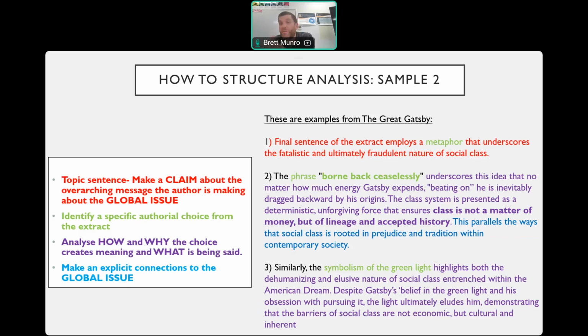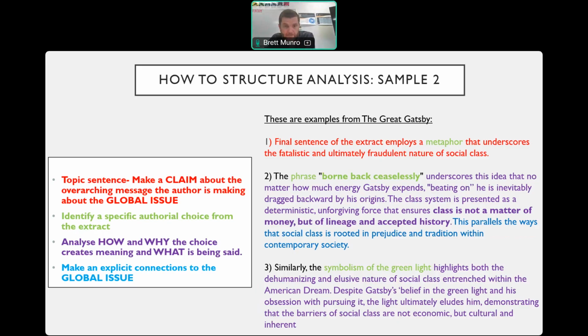We then move into an explicit reference to the global issue. That is, that this parallels the ways that social class is rooted in prejudice and tradition within contemporary society. You might be well served here to explore this idea more and expand upon that idea before you move into your next idea or your next analysis of an authorial choice. And that could be helpful in making sure that you have that balance and that you're able to draw sophisticated analysis of the global issue.